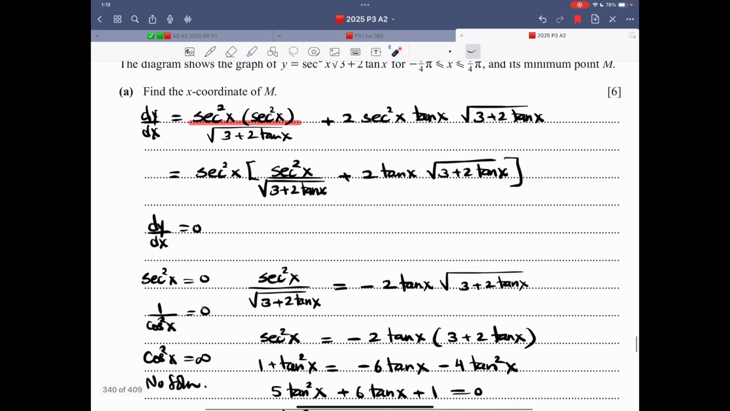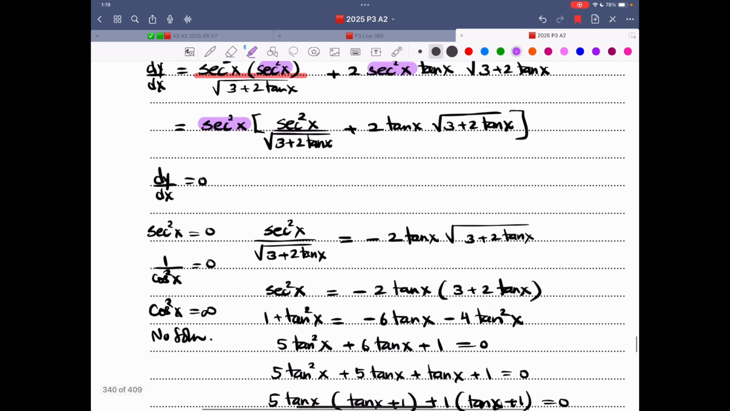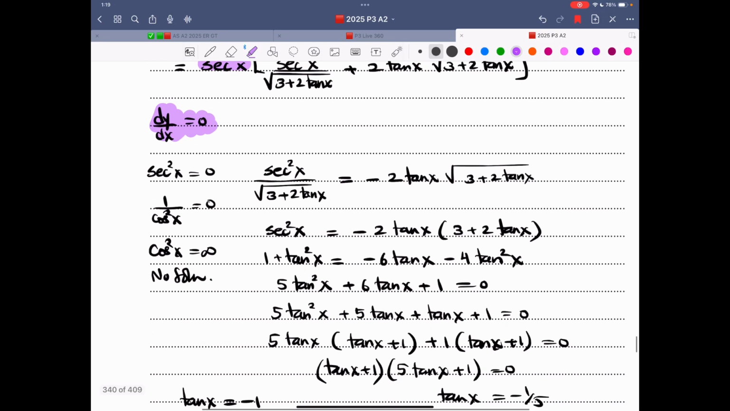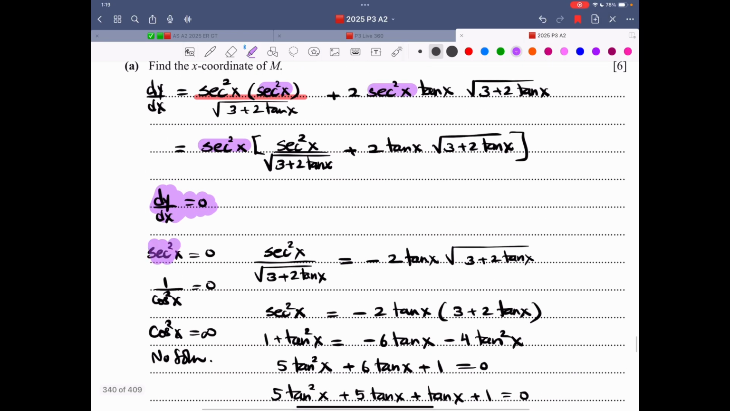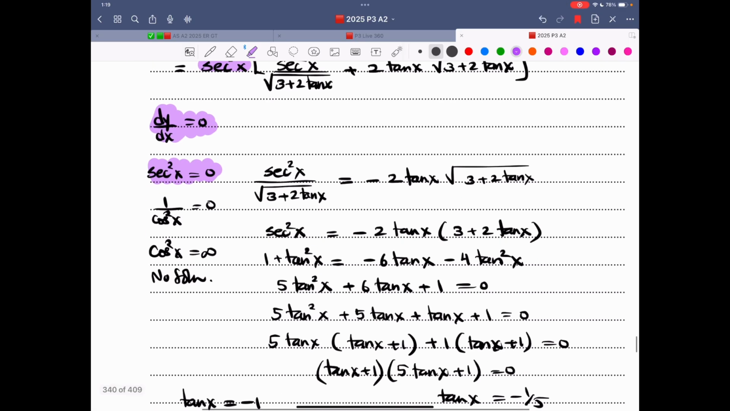So now let's simplify. First thing that I did is that I took common. So let me highlight things. I took one of the sec square x common and I'm left with the rest on the inside. I did not take any LCM as such because I was any which way equating it to 0. If I equate it to 0, sec square x is 0, 1 over cos square x is 0, cos square x is undefined. We know that it has no solution.